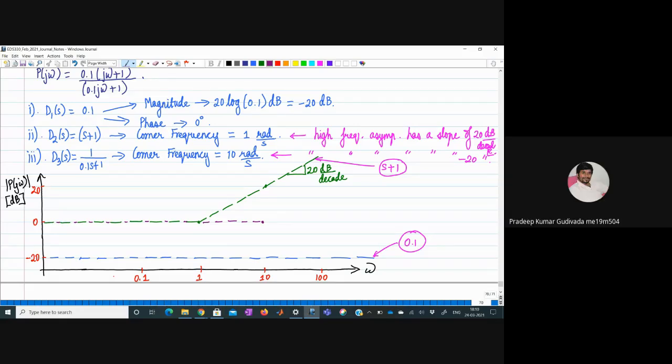At 1 radian, it is minus 20 dB. So at 100, it will be minus 20. That's correct. Very good. So at omega equals 100, which is 1 decade above 10, I essentially take minus 20. I can draw a straight line, right? Consequently, this slope is going to be minus 20 decibels per decade, and this is the curve corresponding to 1 divided by 0.1 s plus 1.